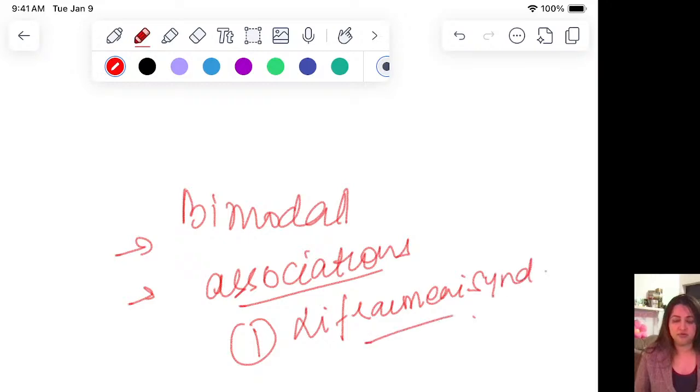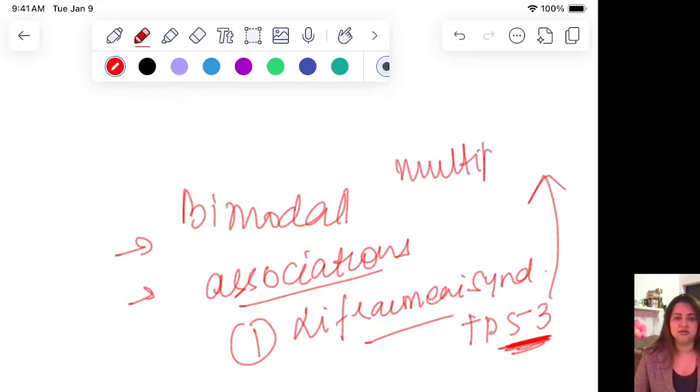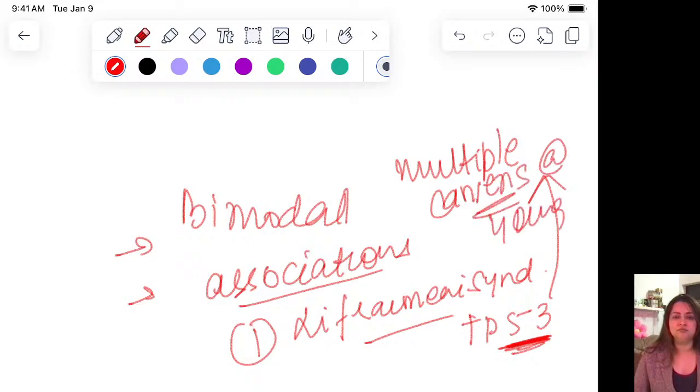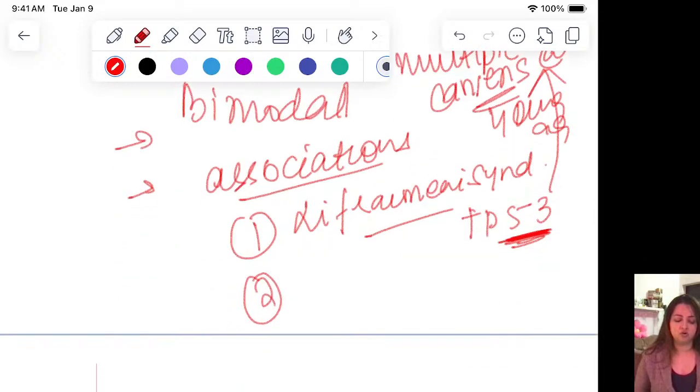Li-Fraumeni syndrome में what happens is there are mutations in the TP53. You know, P53 is a tumor suppressor gene. Agar this is mutated, obviously the patient is going to have multiple cancers at a young age. So if you are being given hints like this, multiple cancers at a young age. Second situation that's associated with the osteosarcoma is the retinoblastoma.